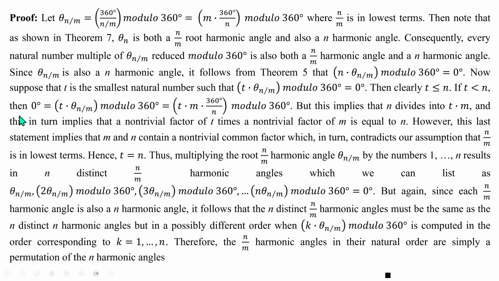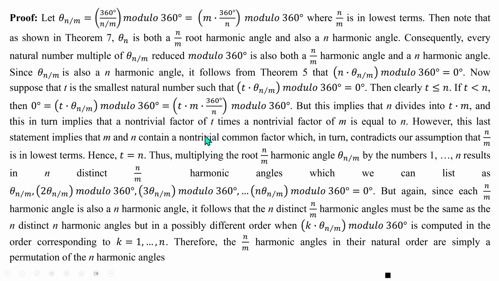Then clearly t is going to be less than or equal to n. If t is less than n, then 0 degrees is equal to t times theta sub n over m modulo 360 degrees. But you could rewrite this as t times m times 360 degrees over n modulo 360 degrees. But this implies that n divides into t times m, right? If this is going to come out equal to 0, then this part here has to be some whole number multiple of 360 degrees, so you have to be able to divide n into this. Well, this in turn implies that a non-trivial factor of t times a non-trivial factor of m is equal to n. You can't have n dividing entirely into t because we're assuming that t is smaller than n.